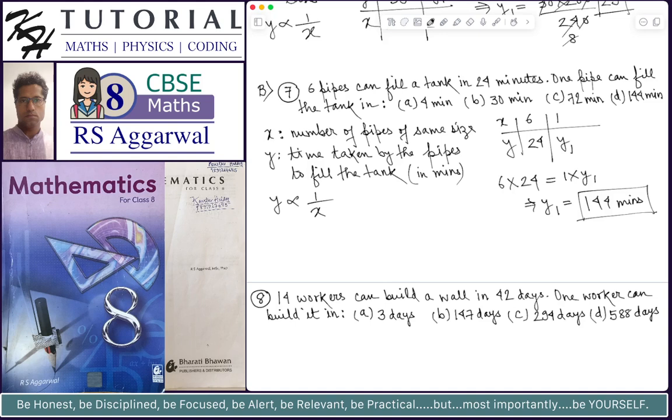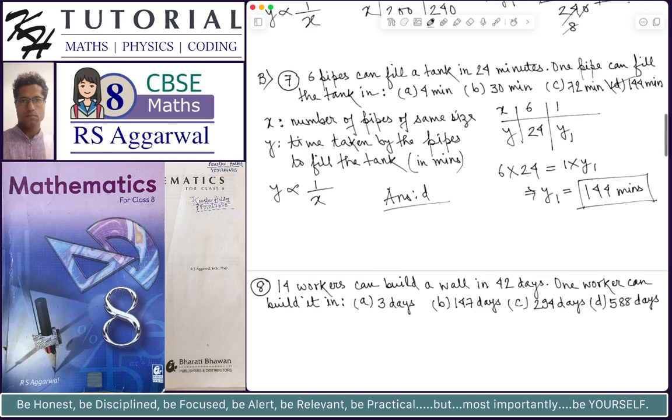Now always check the consistency of the answer. If 6 pipes are filling the tank in 24 minutes, definitely one pipe will take more time, and hence we are having the answer 144 minutes, which is much more than 24. So the answer is choice D. Choice D is the correct answer.